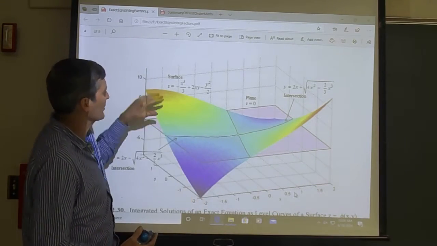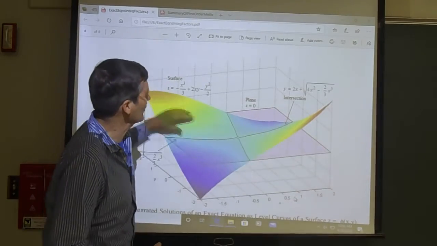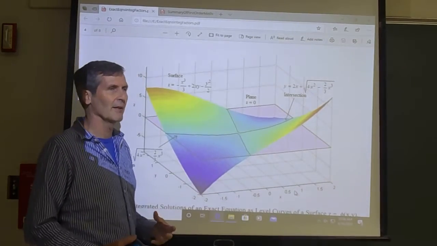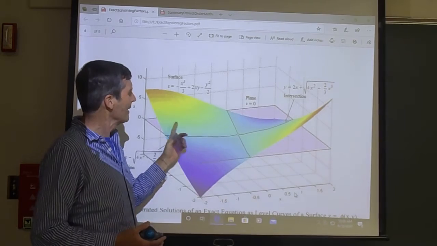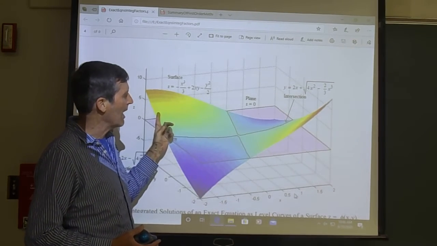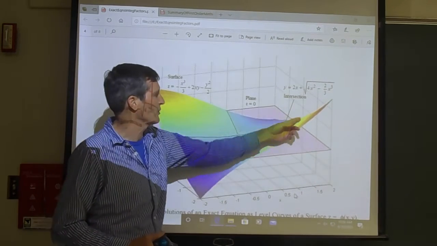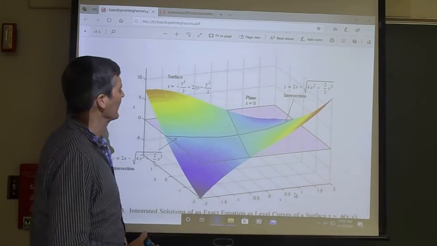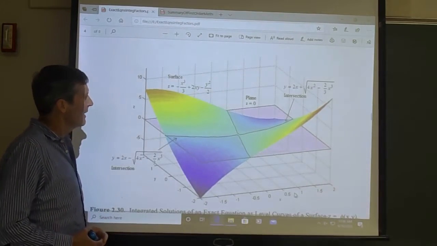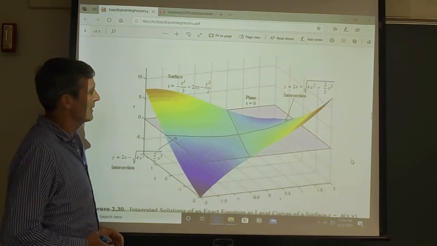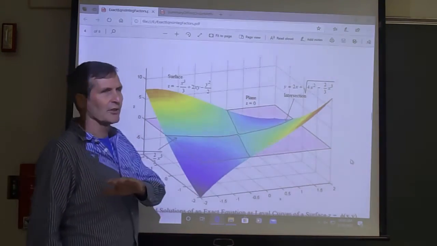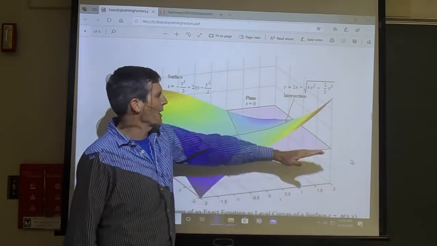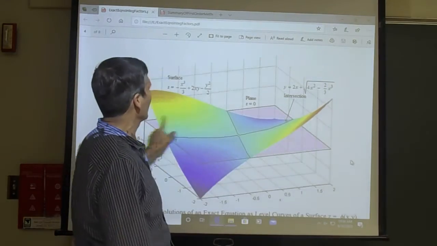Here's the plot of z equals phi of x, y. It's a surface. Remember that from calculus 1, 2, 3. You plot z equals phi of x, y as a surface over the domain of phi. Here's the surface that we had for this phi that we integrated to get. Now what is a solution to an exact differential equation? It's the level curve you get by setting phi equal to a constant. So you cut this with this horizontal plane.